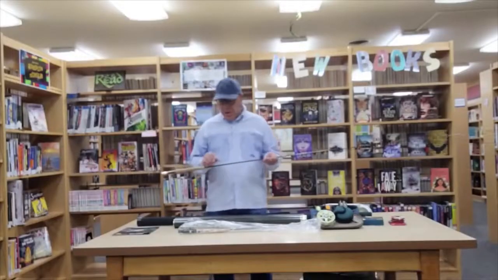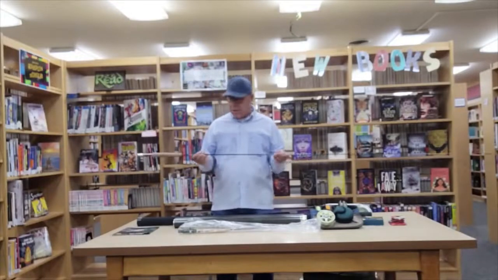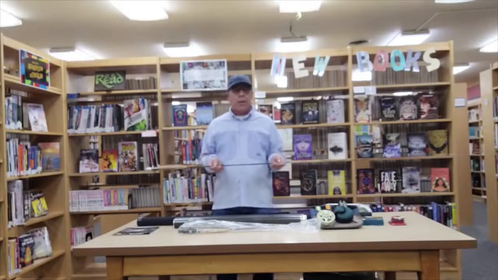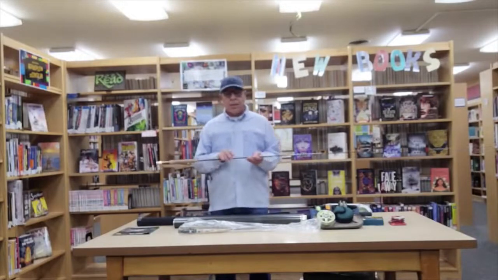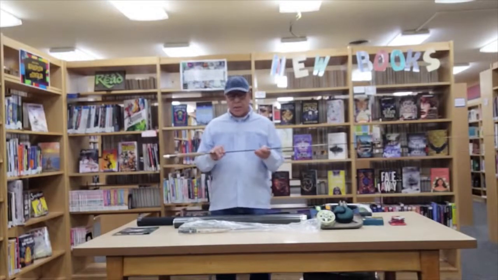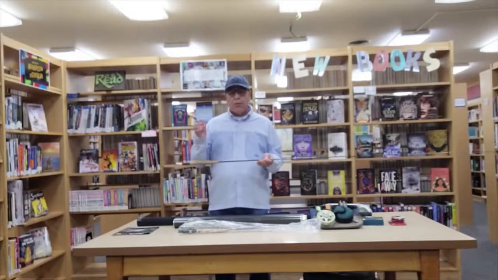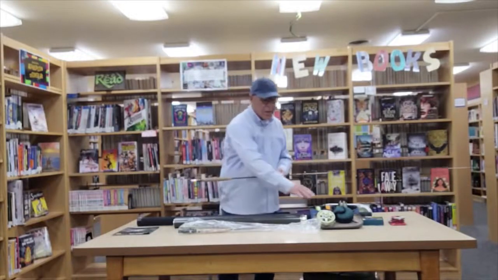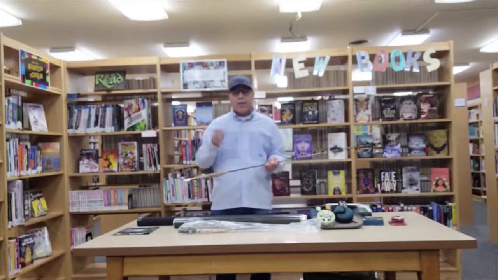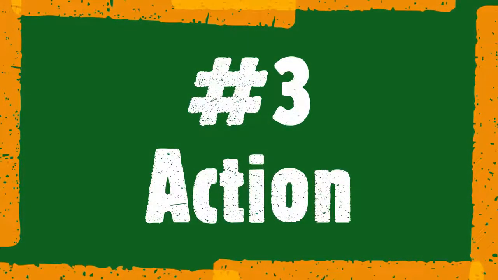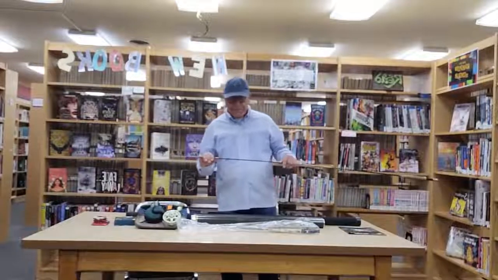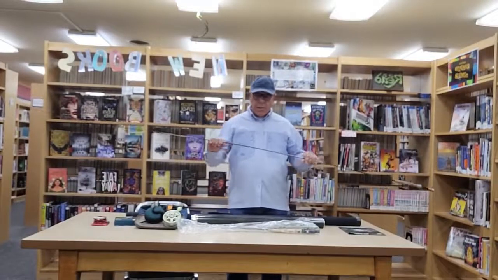The second part is the weight. Now, not to be confused with the weight of the rod. It's not a designation of the weight of the rod. It is a designation of the weight of the line that you'll be casting on this rod. And the third aspect is action.